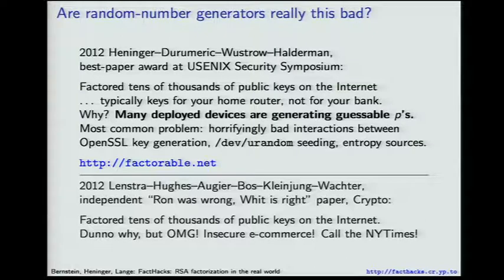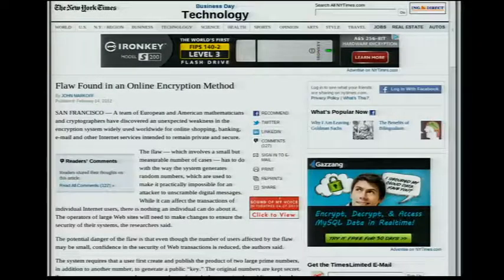That paper has no analysis. So they're like, yeah, there's keys. They share primes for some reason. I guess e-commerce is dead. Got to change your bank keys. Call the New York Times. So there's the New York Times article: Flaw found in an online encryption method. I also like the advertising on the side here, like IronKey on the top and then: encrypt, decrypt, and access MySQL data in real time. Try it free for 30 days. I secured my cloud data. Have you? Awesome advertising there.